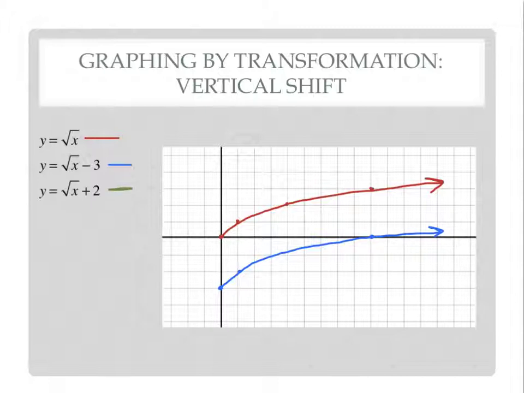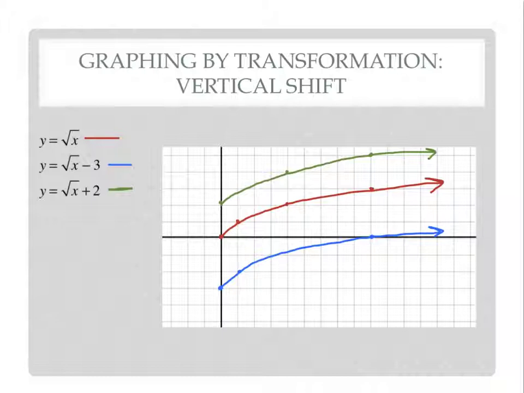What about this one? Y equals the square root of x plus 2. All of the points on the red graph will go up 2. So it looks a little strange. The graph's just sort of floating out there in space because it doesn't start at the origin or the other one that's below. That's what you get with a vertical shift.